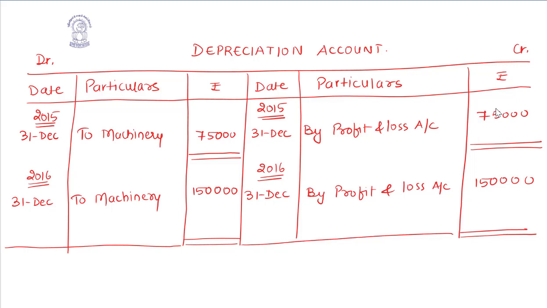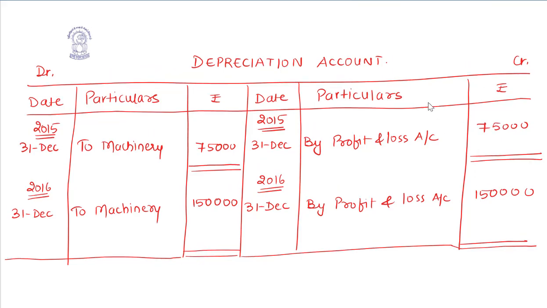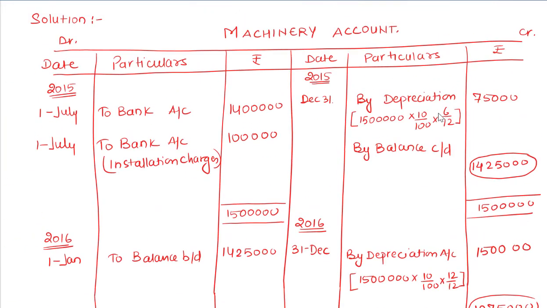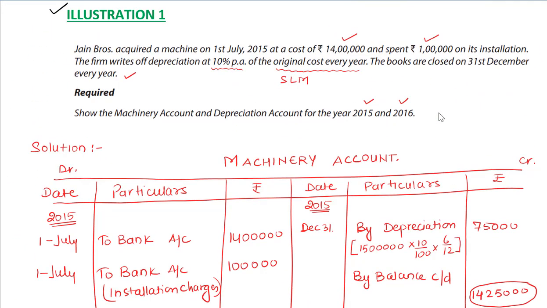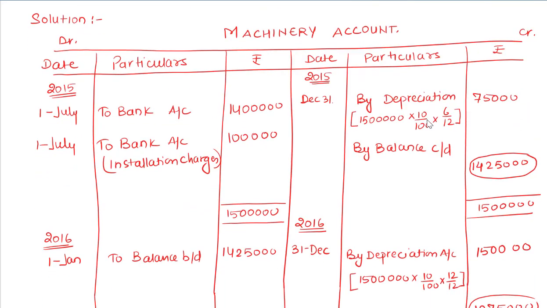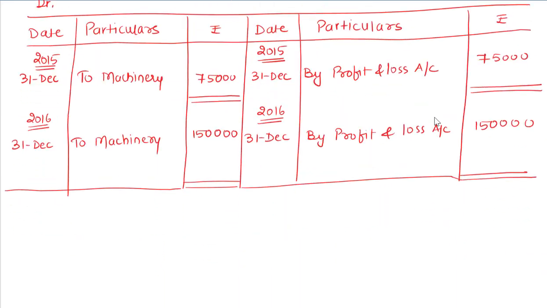Close the account. So we have completed the depreciation account, and also we are completed with the machinery account. So illustration number 1 is completed.